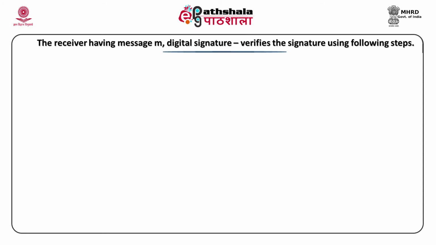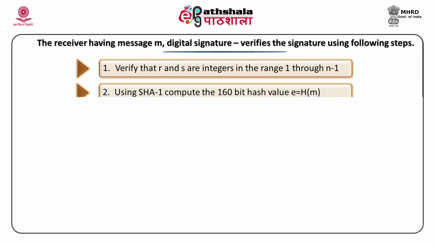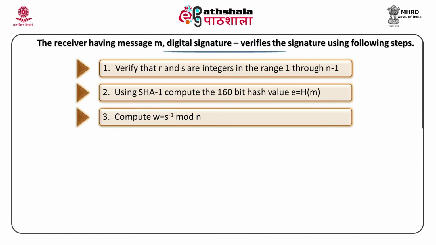We have the verification algorithm. The receiver, having message M and the digital signature, has to verify the signature. How to verify? Verify R and S are integers and they fall in the range of 1 to n minus 1. Using SHA-1, compute the 160-bit hash value which is applied to M, H of M, and that would be stored as E. Compute W, that is nothing but the inverse of S in modulo n arithmetic. Compute U1, that is EW, and compute U2, that is RW.